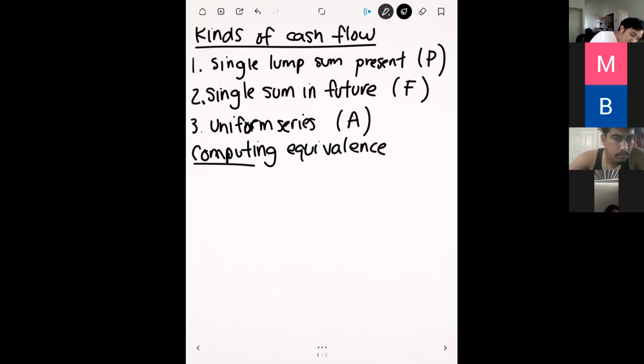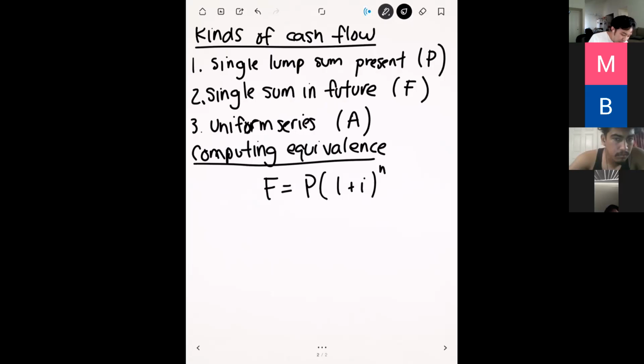Right. And so what we started going over, at the end of lectures last time was, how do we compute equivalent cash flows between all these different kinds? Okay. And so the first formula that we went over was the F and P formula. Right. So this is our compound interest formula, where we can use this formula to convert between a single lump sum in the present day and a single lump sum in the future, and vice versa.